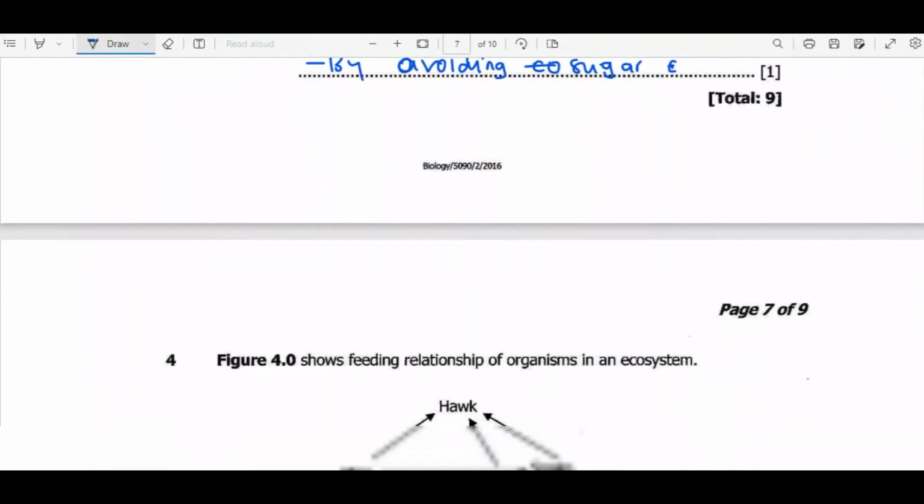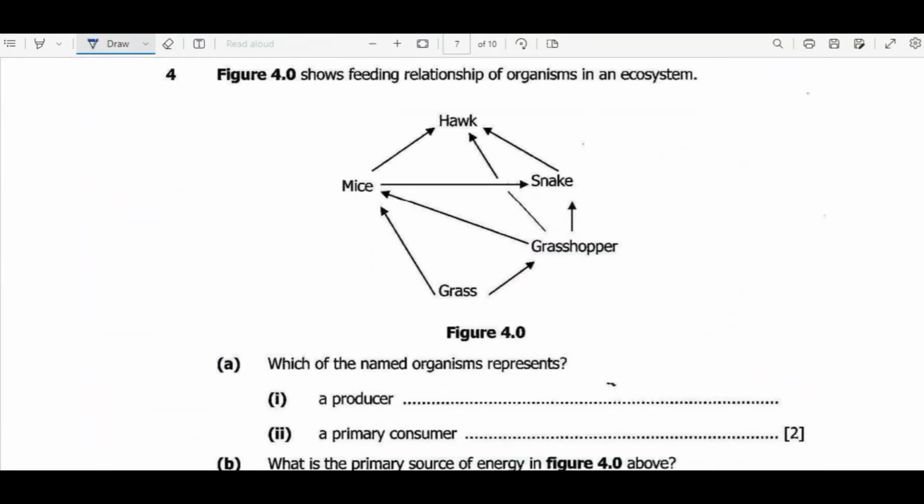Okay, we move on to question 4. Figure 4.0 shows feeding relationship of organisms in an ecosystem. Then which of the named organisms represents the first one? A producer. The producers are always green plants. So in our case, we have grass. Then a primary consumer is any organism that feeds on the producer. So in our case, can be mice and grasshopper.